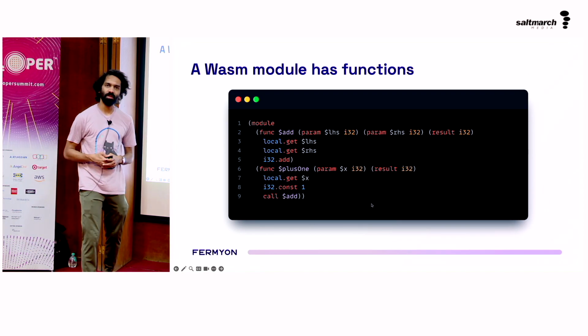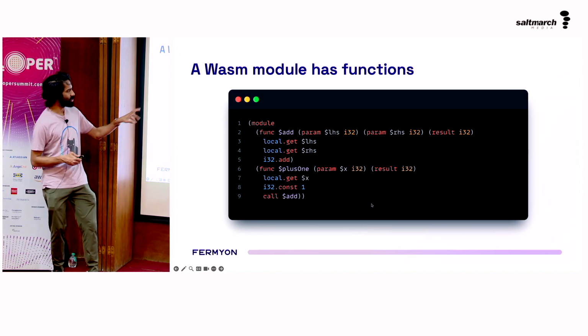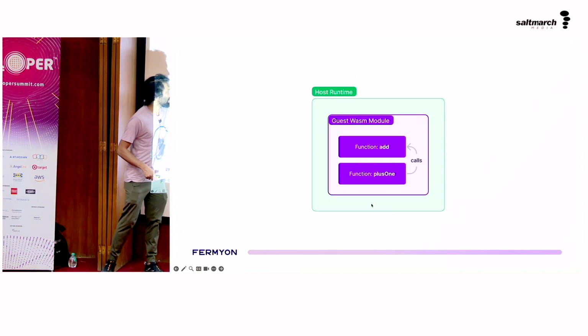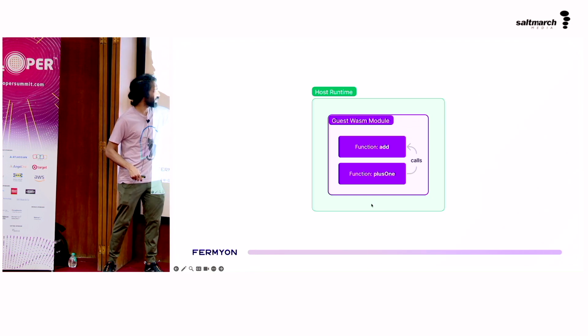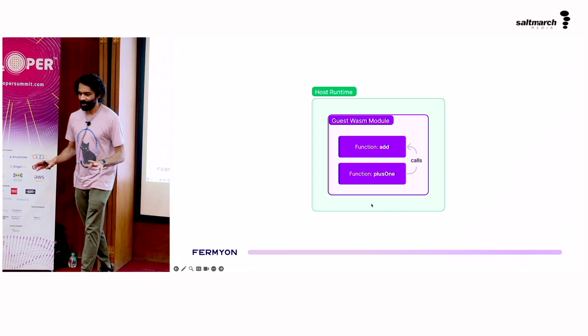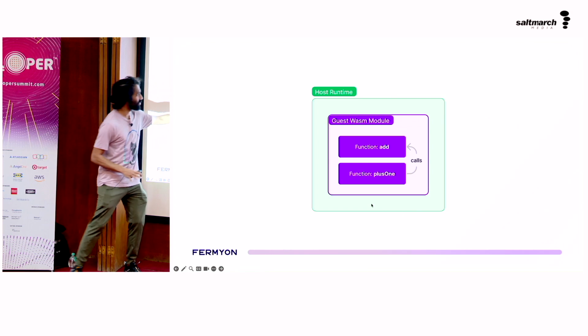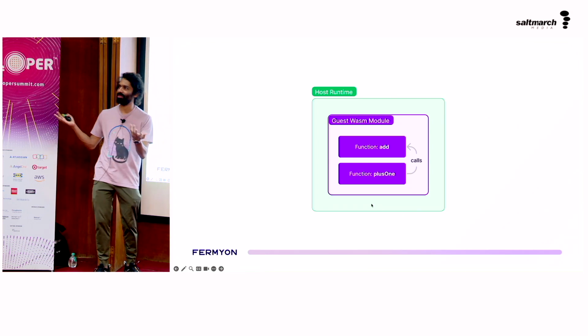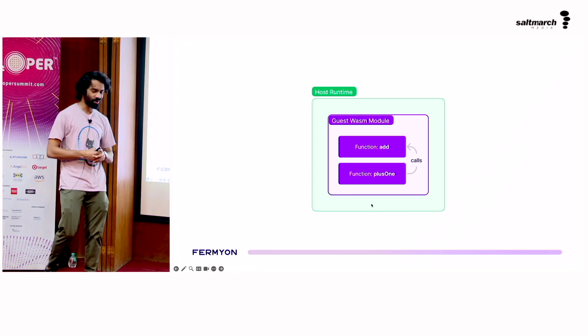Now, how a WebAssembly module executes, and a visual representation of this, is something like this. You have a function add, and a function called +1, and they reference each other. But hey, wait a minute, there are random terms on the screen here which say guest WASM module and host runtime. What are these things? I've just introduced them.